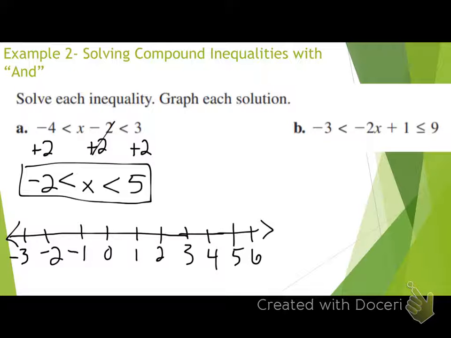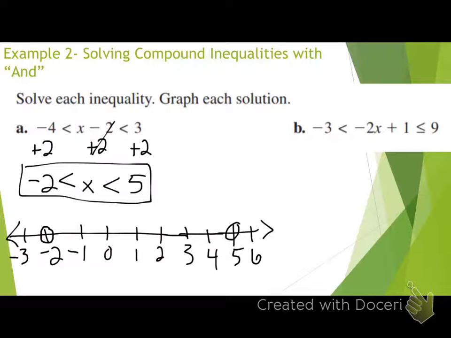Okay, where are my 2 circles going? What 2 numbers? 5 and negative 2. On negative 2, is it open or closed? Open. There's no line underneath the symbol between x and negative 2. Open or closed dot on 5? Open. Once again, there's no line underneath the symbol between x and 5.